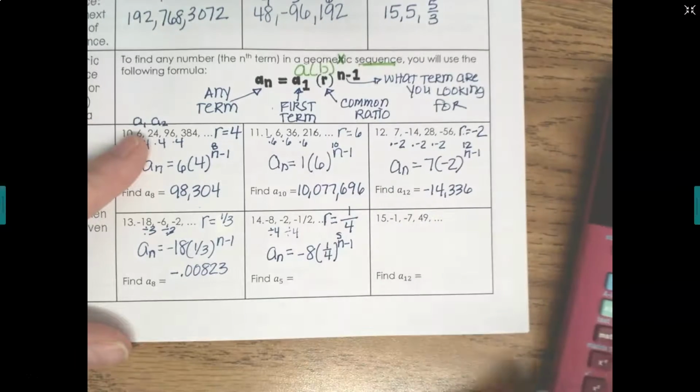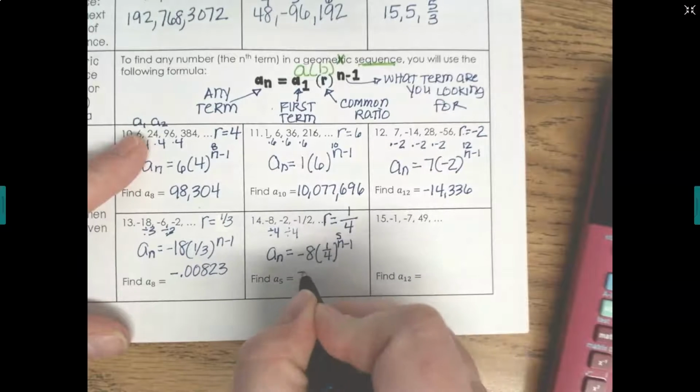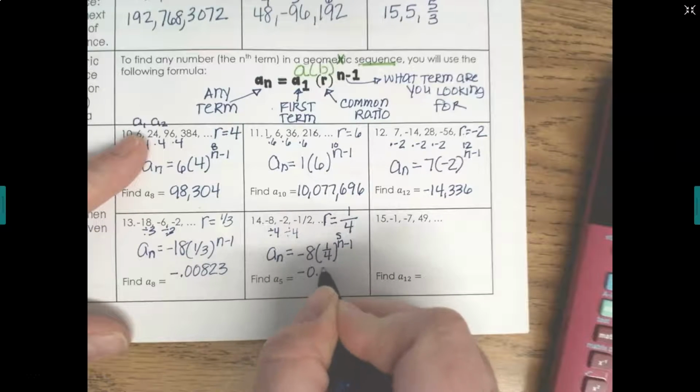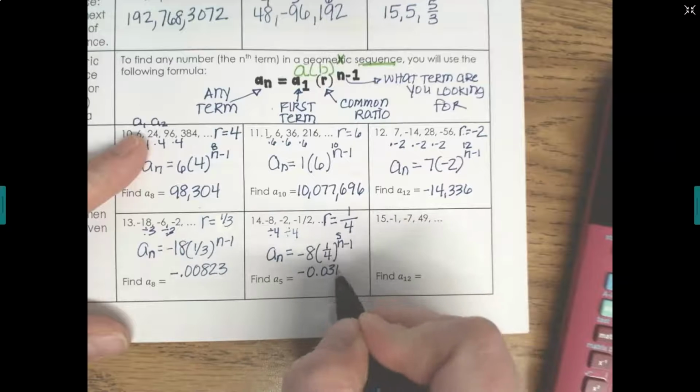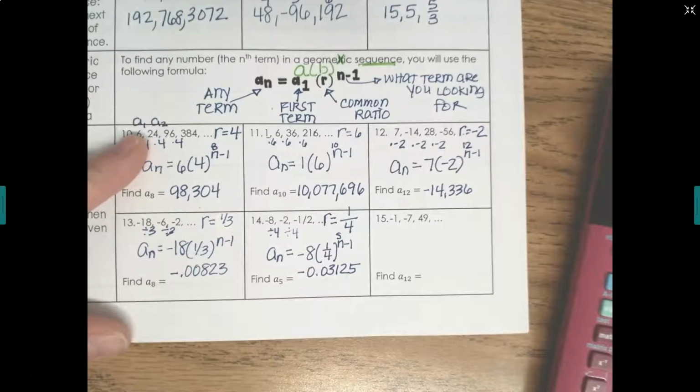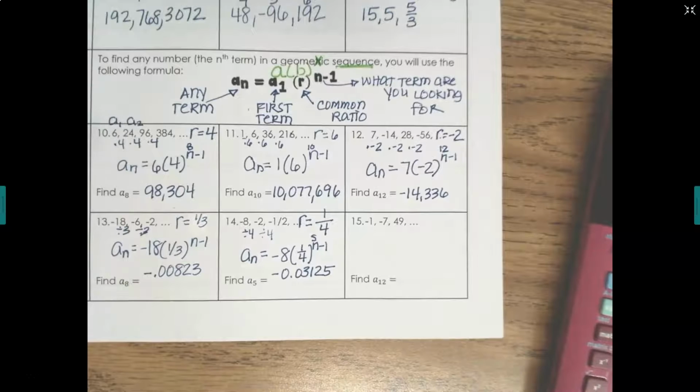And I got a little decimal. That's okay, leave it, and we'll talk about that. 0.03125. Okay, and our last one.